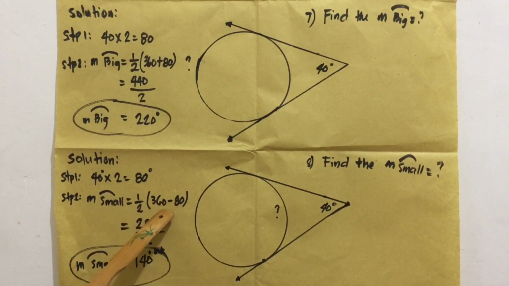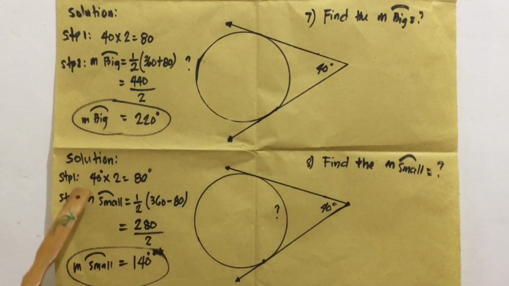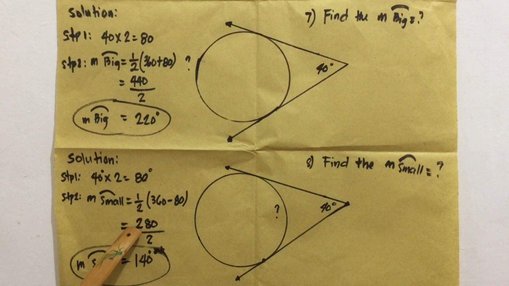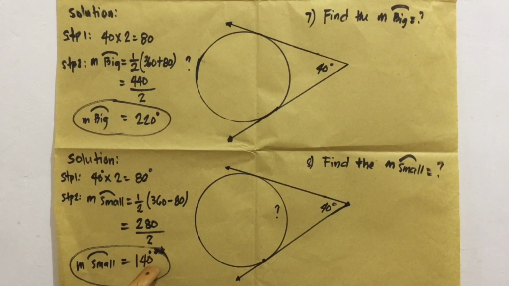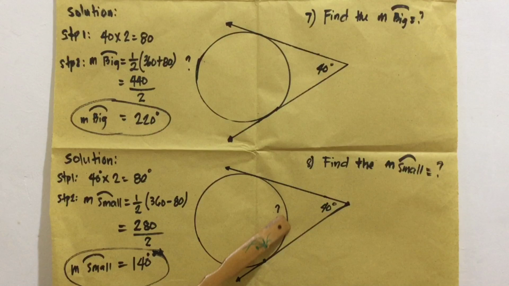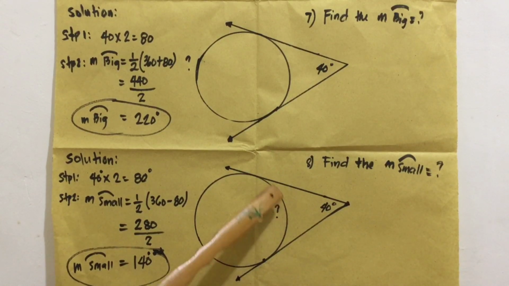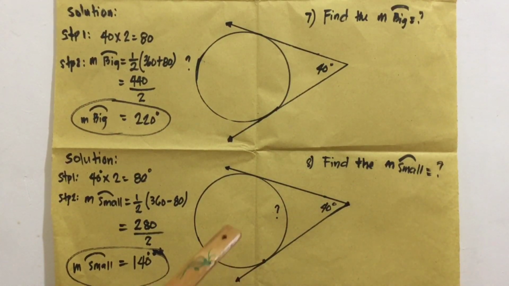So 360 minus 80 equals 280, times 1/2 equals 280 over 2. And next we're going to divide in order to get the measure of the small arc. So 280 divided by 2, we have 140 degrees, which is the measure of the small arc. So the small arc now is 140 degrees. That's our final answer.